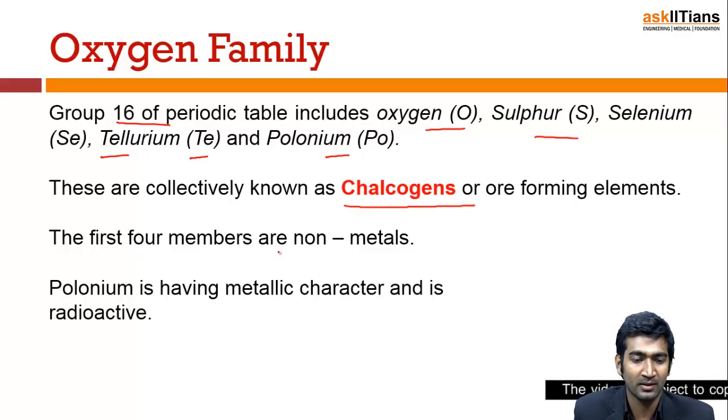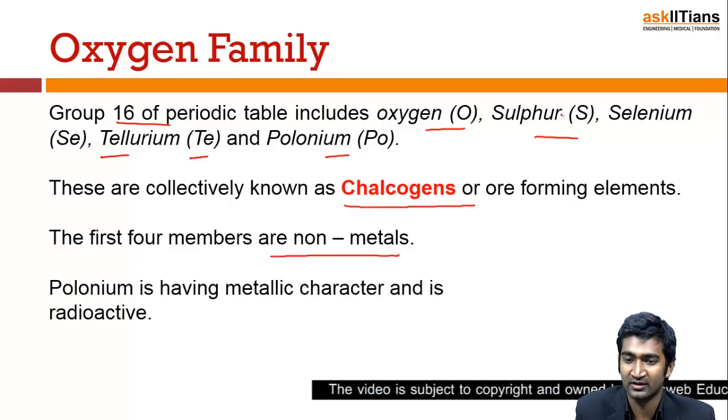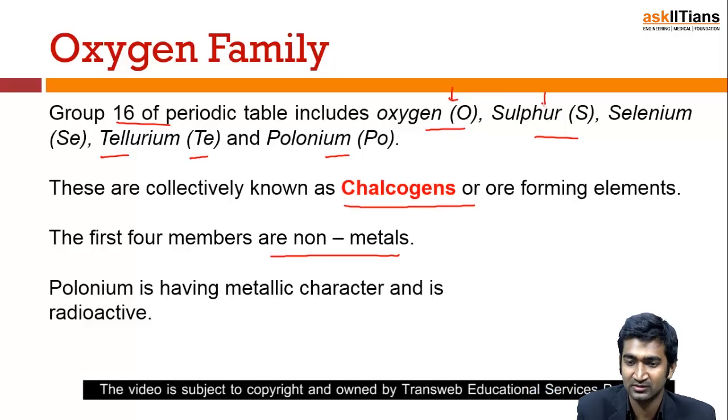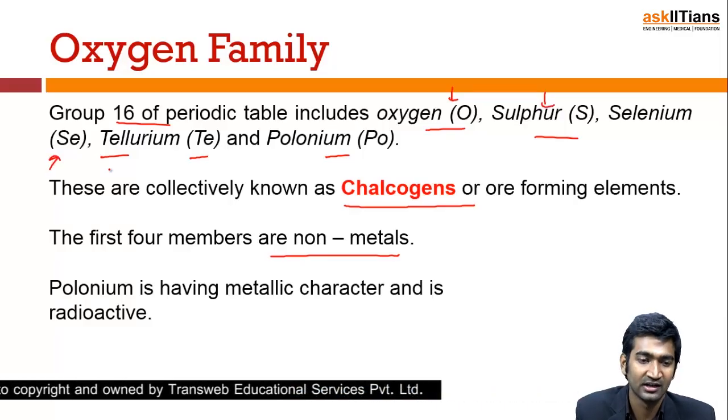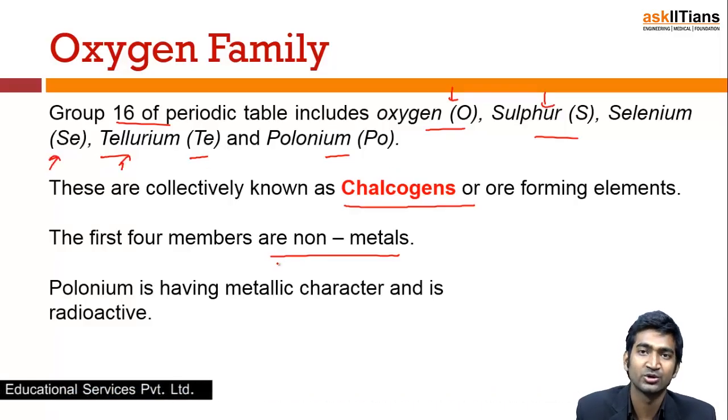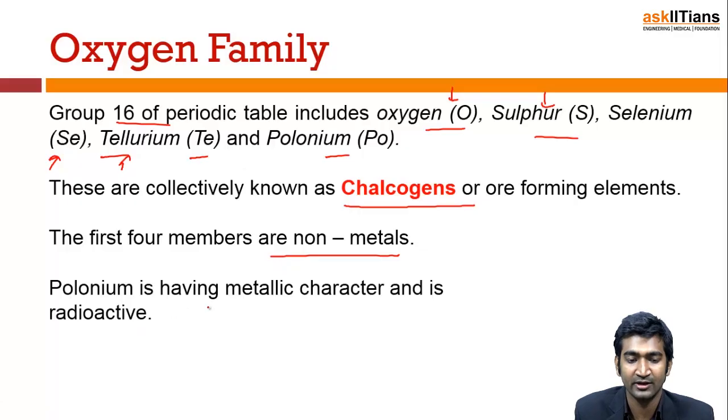So the first four members are all non-metals: oxygen, then sulfur, selenium and tellurium. And polonium is a radioactive metal, with radioactive metallic character.